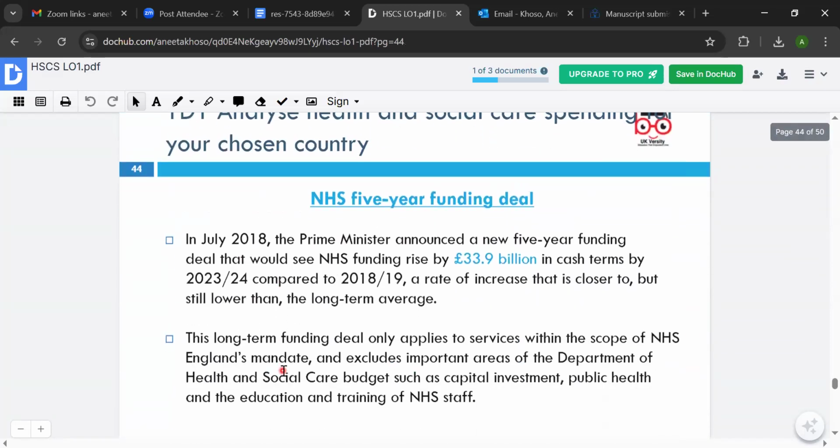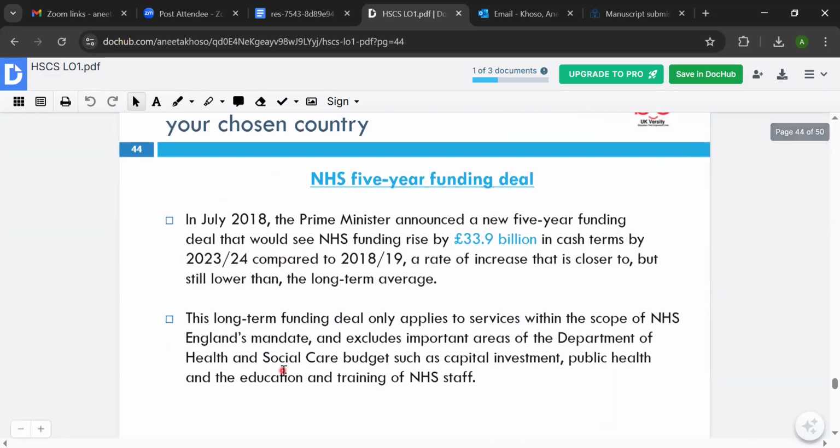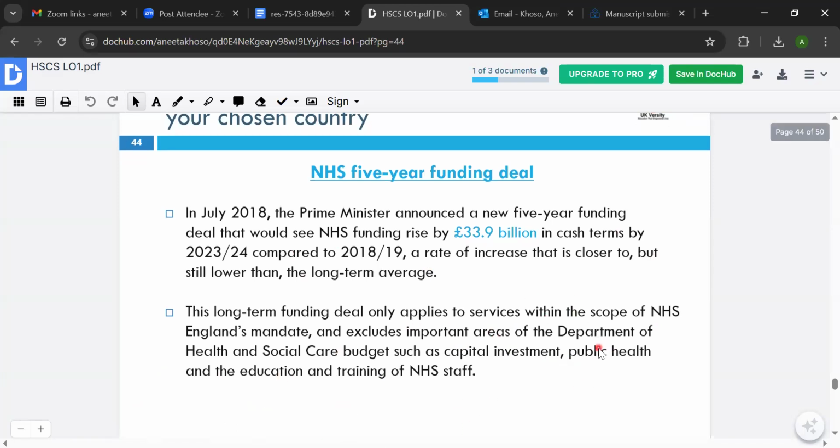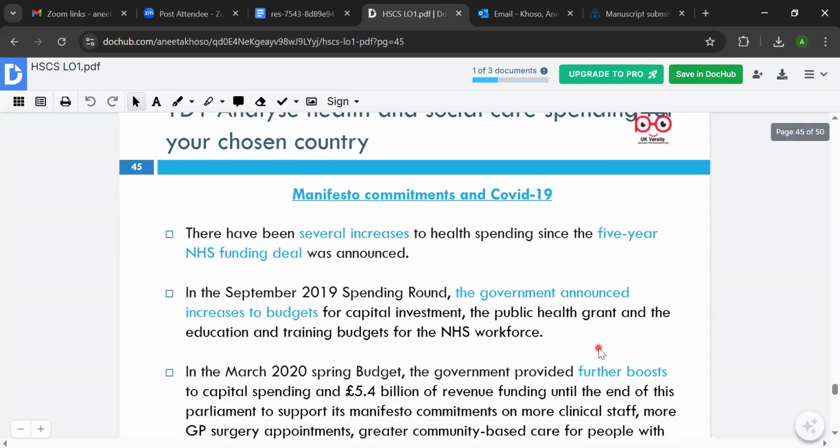And then we go on to the 5-year funding deal. So we have deals that go on for some years. In July 2018, the Prime Minister announced a new 5-year funding deal that would see NHS funding rise by 33.9 billion in cash terms by 2023 to 24. And this is compared to the earlier years, 2018 to 19. And it's still not efficient enough or sufficient enough. Okay, so it needs a revamping again, which will happen soon.